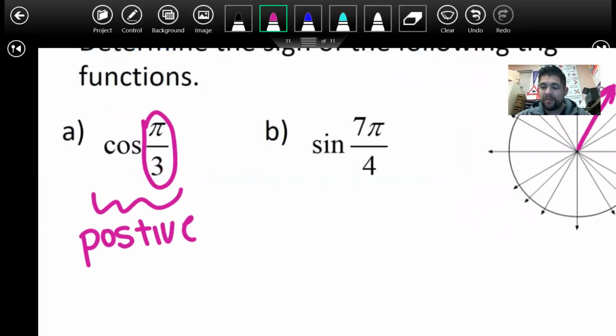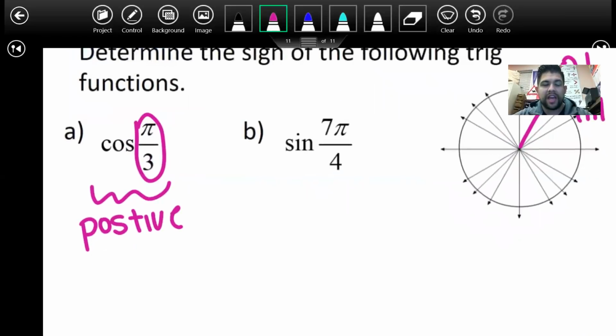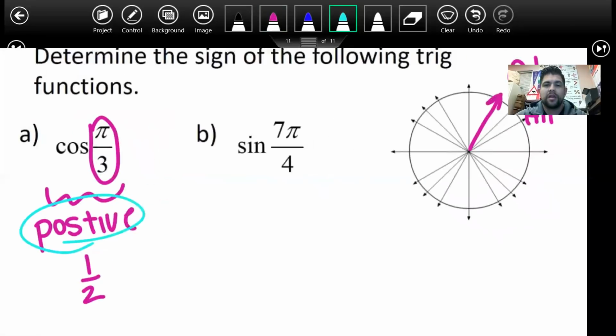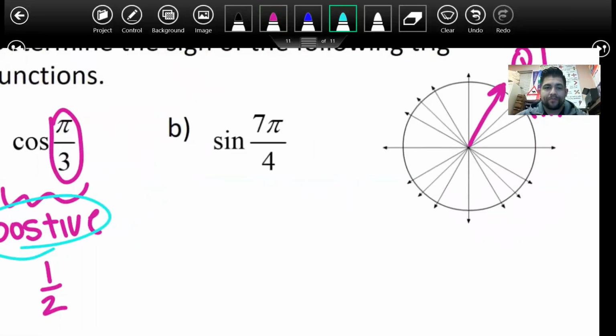Specifically, we know what cosine of pi over 3 is. Looking at the x variable, the cosine of it is going to be 1/2. That's the value, but we're just looking at whether it's positive or negative. I'm only looking for these answers, but again, we can associate whether they're positive or negative depending on the location they exist.